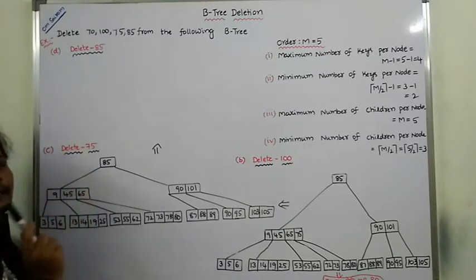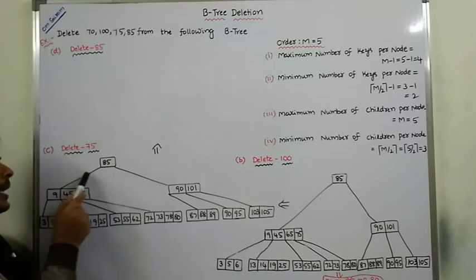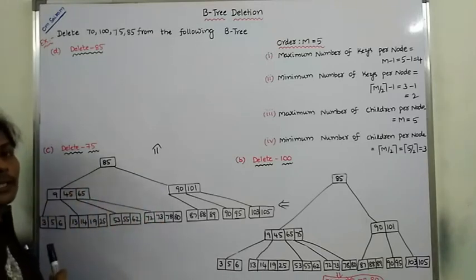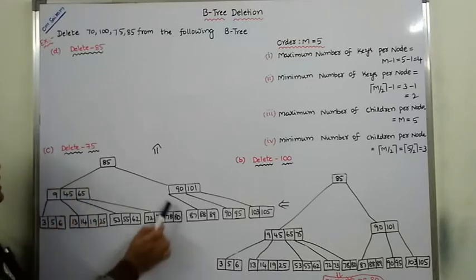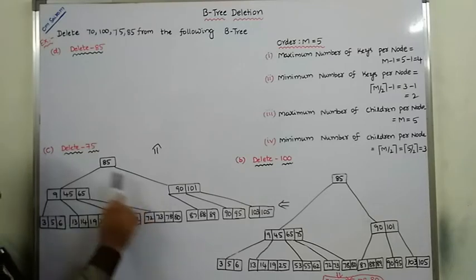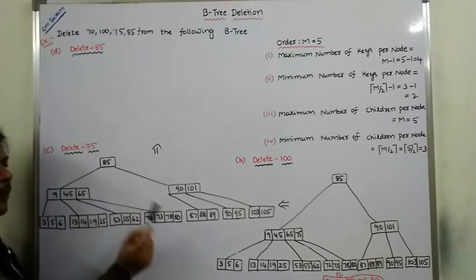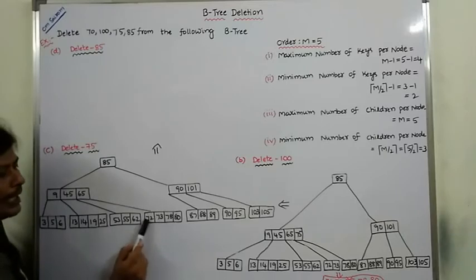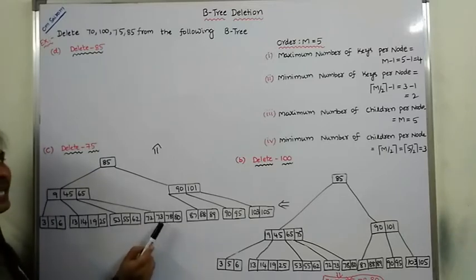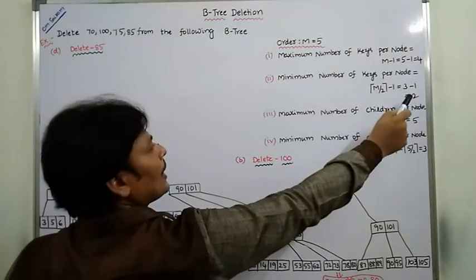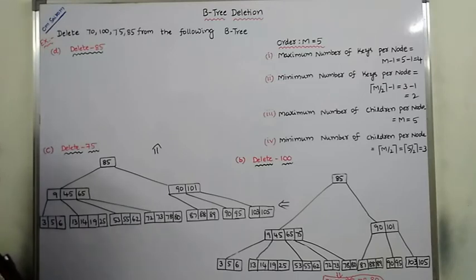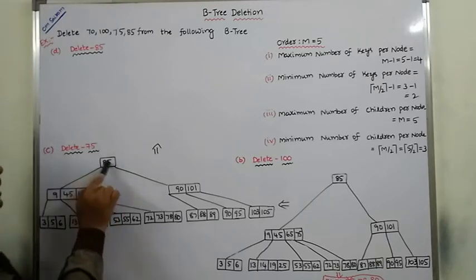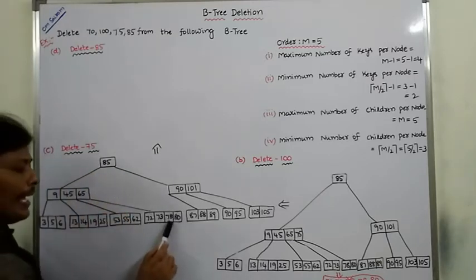The in-order predecessor of 85 means we consider the left subtree, and in that left subtree, the maximum element. This is the left subtree of 85. The maximum element is 80. Suppose we are deleting 80. This node contains how many key elements? Three key elements. The minimum number of key elements per node is 2, so it is greater than the minimum. So 85 can be replaced with the in-order predecessor of that node, that is 80.